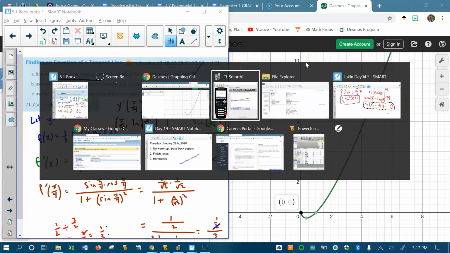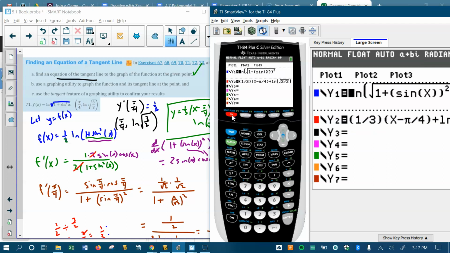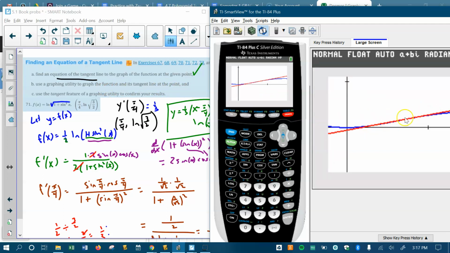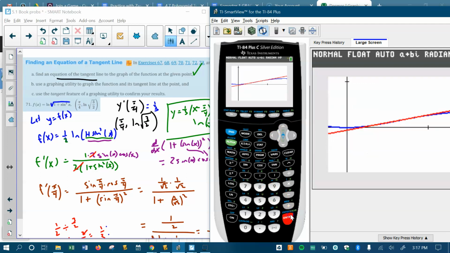For B, not really big on this one, but let's just do it anyway. Here's the graph. I entered y1 as f of x, y2 as our tangent line, and that's what it says to do: use the graph utility, graph the function and the tangent line at the point. I zoomed in on this point, and this graph looks about tangent. The point that you're interested in is going to be right here. And at this point, the red line does look tangent to the blue curve. So it looks good there.